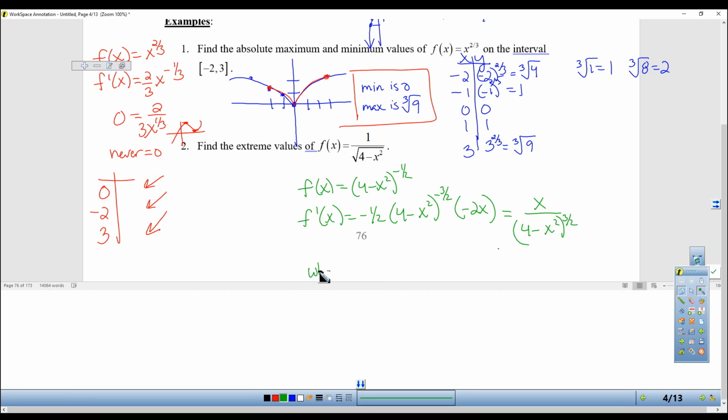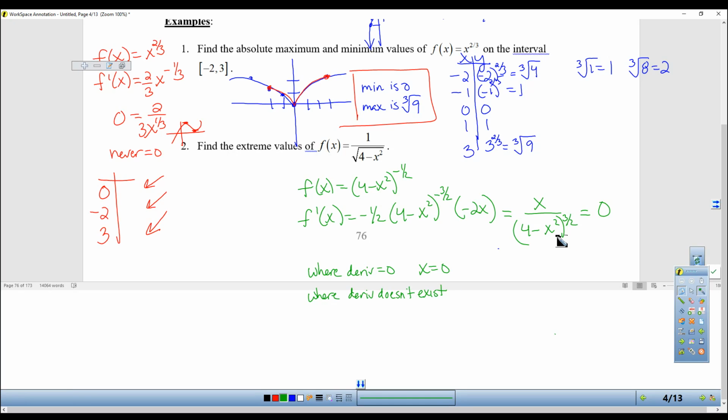If you're saying to yourself, yeah, I have no idea what that graph looks like, then you just need to know where the derivative is equal to 0. Well, if I set this equal to 0, then it must be because x is equal to 0. So there could be a max or a min there. Where the derivative doesn't exist.